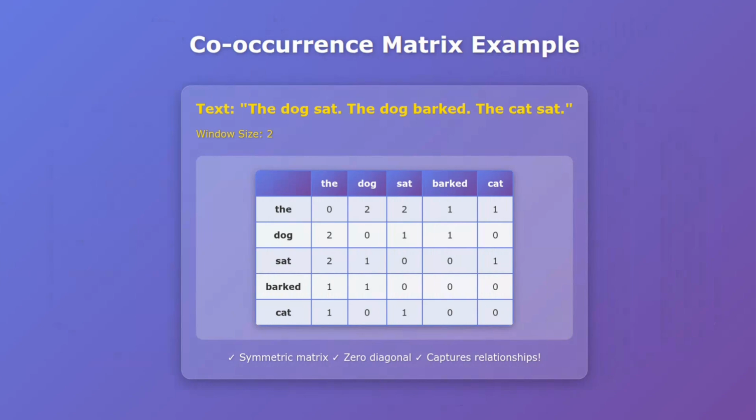They co-occurred once. Notice the diagonal is all zeros? That's because we don't count a word co-occurring with itself. That wouldn't be useful. Also notice the matrix is symmetric. "The" co-occurring with "dog" is the same as "dog" co-occurring with "the". This matrix now captures relationships. We know which words tend to appear together in our text.